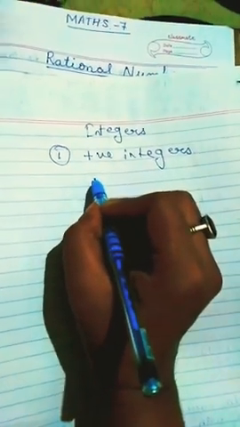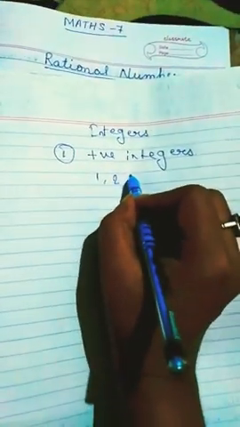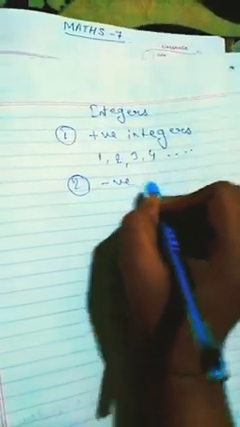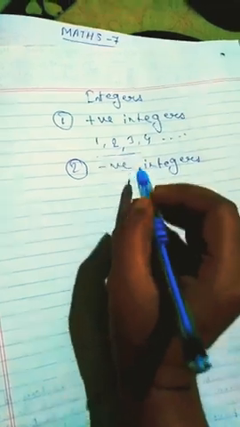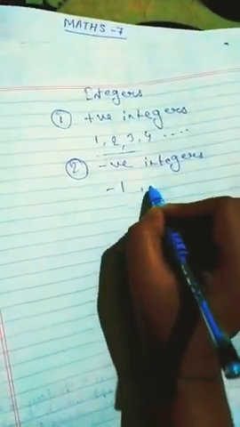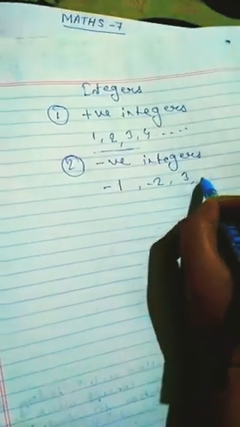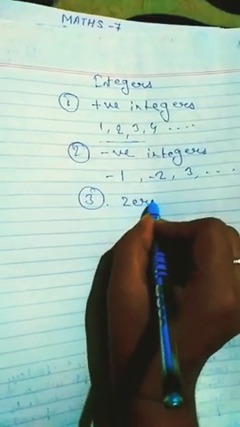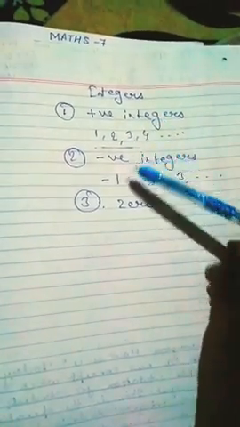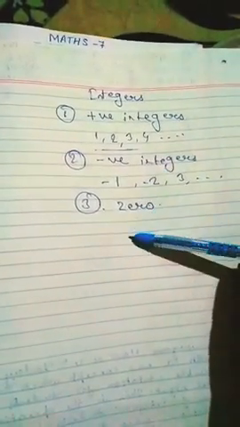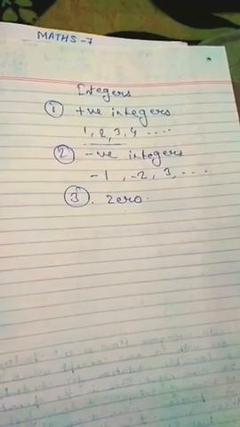Positive integers, that means all positive numbers, that means 1, 2, 3, 4 and so on. Second one is negative integers, that means negatives of these. So negative means -1, -2, -3 and so on. And third and very important is 0. So integers come from three parts. First is positive integers, second one is negative integers, and third one is 0.